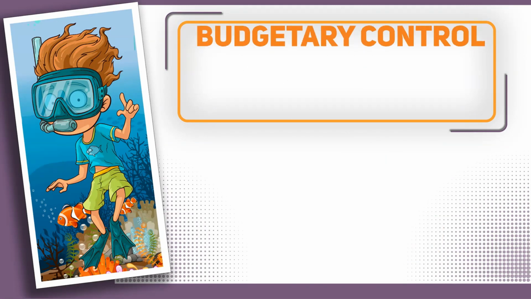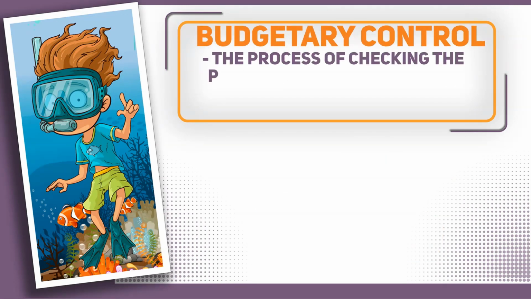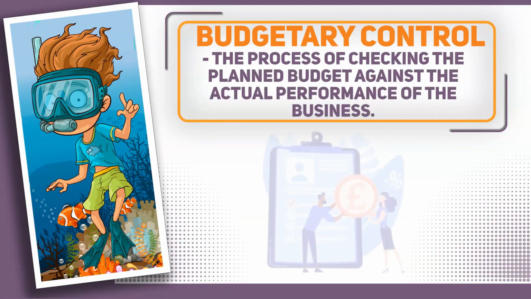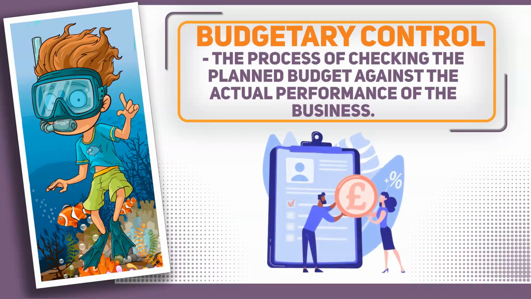And then there's budgetary control, which is basically the process of checking the planned budget against the actual performance of the business. Did they hit what they expected? Were they under? Were they over? Etc. Josh agrees that this would really help him understand his business performance better, and we have offered to help him pull all of this information together.